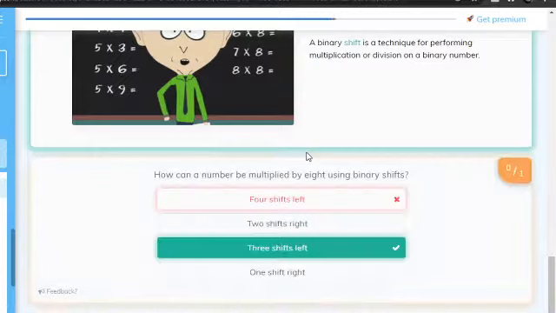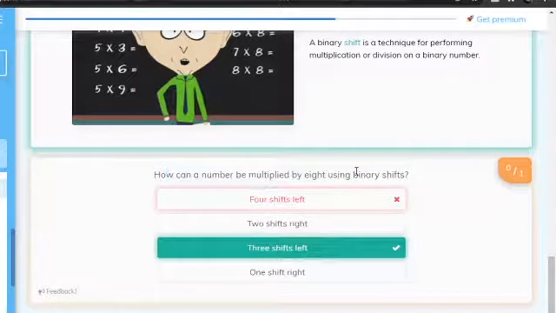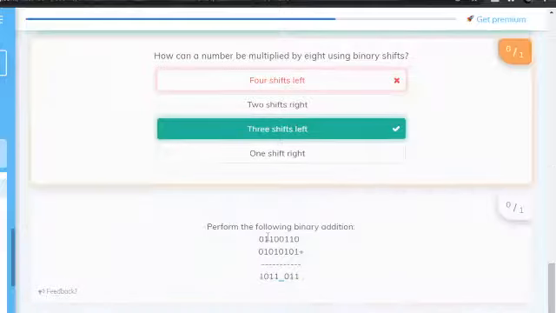Simple. How can a number be multiplied by 8? So that is 2 times 2 times 2. 2, 4, 8, which is 3 shifts.